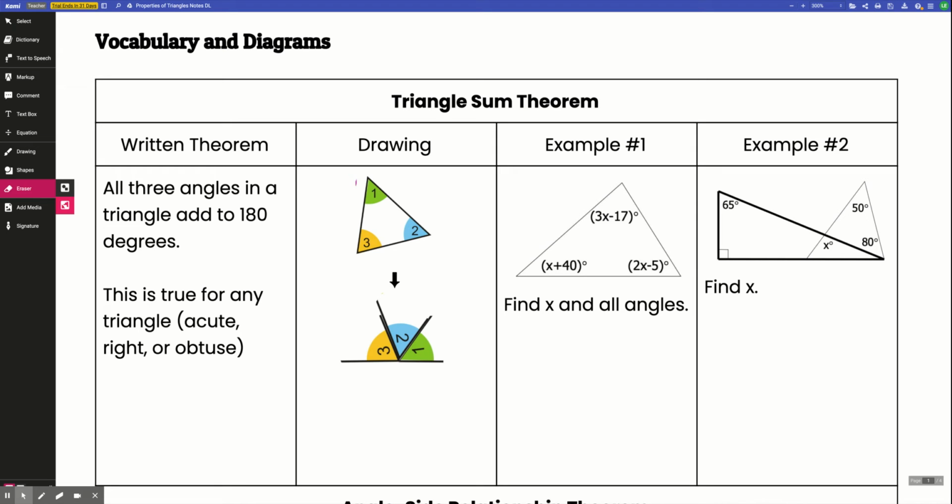Hi everybody, this is your notes video on properties of triangles. Now, I have all of these theorems and drawings already done for you. I'm going to do a couple of examples using each theorem.